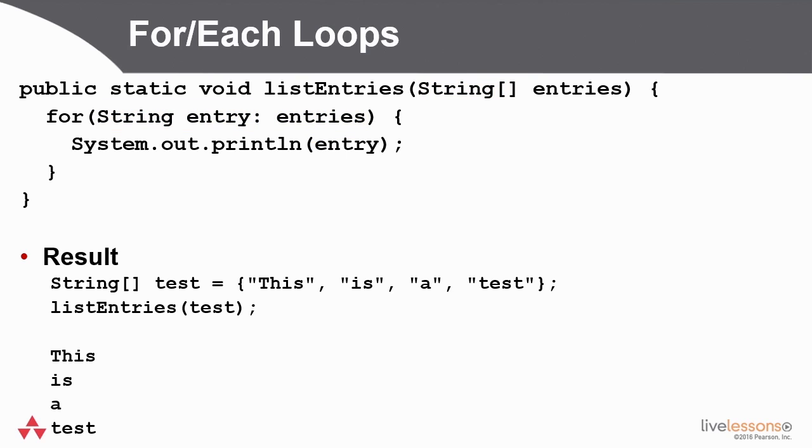So let's try it out in action. Suppose we pass in, this is a test. So I take that array, I pass it in, and that array becomes the value of entries. And so now entry, the variable name I made up, the first time around the loop it's this, the second time around the loop it's is, the third time around the loop it's a, and the last time around the loop it's test. So if I run that method and I pass it the array, then the output I get is this is a test, each on a separate line.